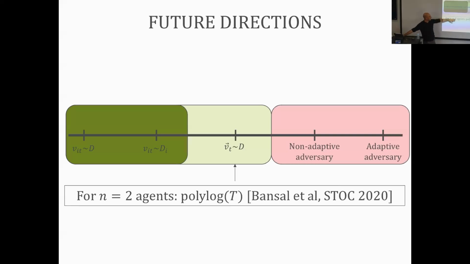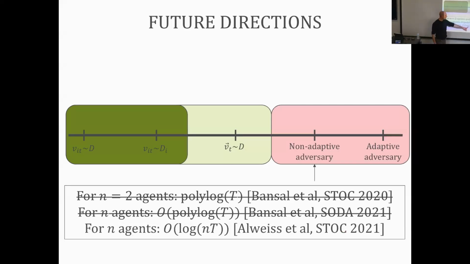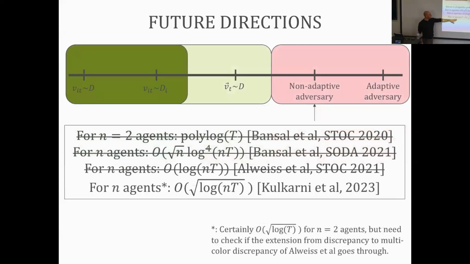So for two agents, the interest of these papers was discrepancy, online discrepancy, not fairness, but you get results as a corollary. There was a polylog bound against this adversary by Bansal et al., which was improved to n agents, multicolor discrepancy, by the same authors in SODA 21, which was improved to log nt, STOC 21, against even the oblivious adversary. Again, multicolor discrepancy. Which was improved to square root log nt by Kulkarni et al. I'm not sure if this is published or not.